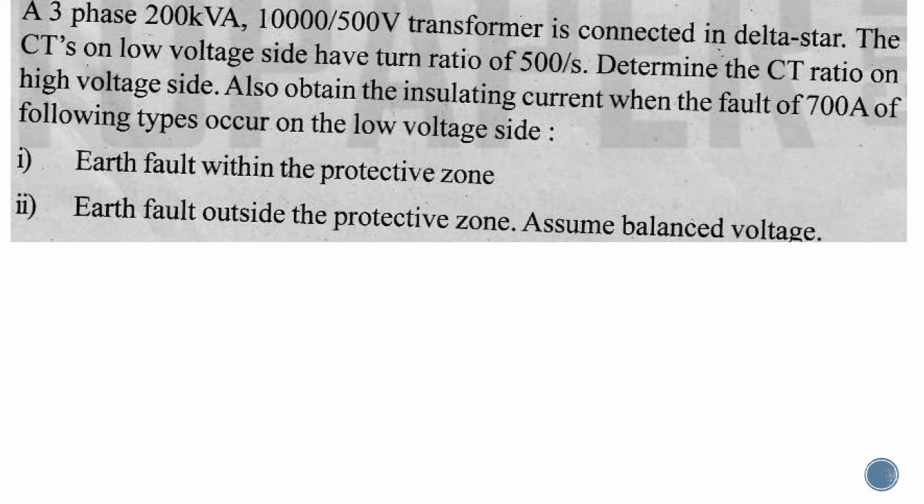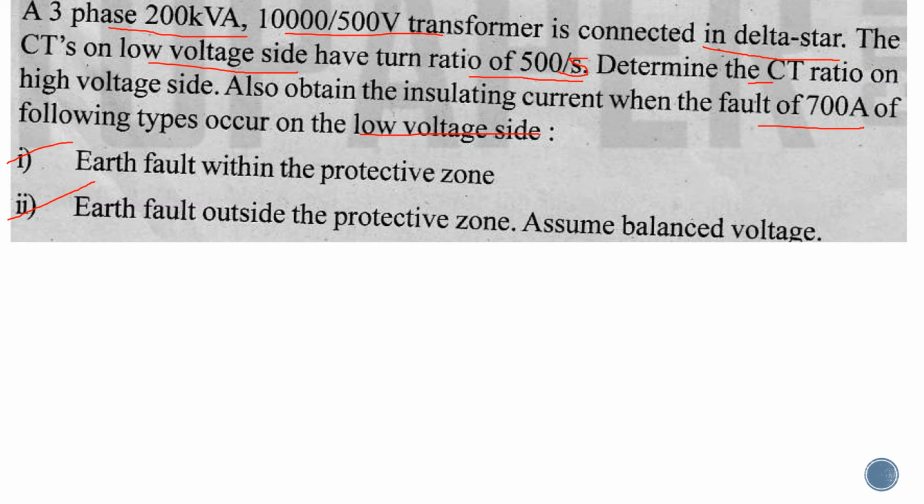Starting with the question: a 3-phase 200 kVA 10,000 by 500 volt transformer is connected in delta star. The CTs on the low voltage side have a turn ratio of 500 by 5. Determine the CT ratio on the high voltage side. Also, obtain the insulating current when a fault of 700 ampere of the following type occurs on the low voltage side: earth fault within the protective zone, and earth fault outside the protective zone. Assume balanced voltage.